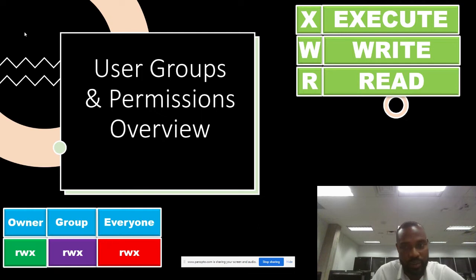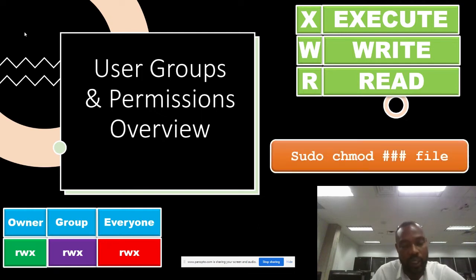Okay, three placeholders. The command to grant or revoke access is sudo, of course, because you have to be superuser, and then chmod, and then whatever the number will be, it can be 354 or 777. We'll explain what that means. So there will be a number and then the file name. So: sudo, chmod, the permission number, and then the file.